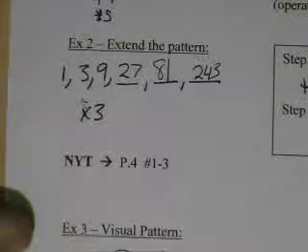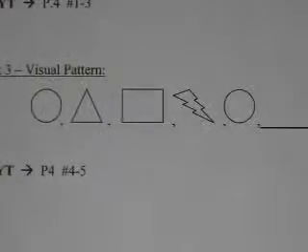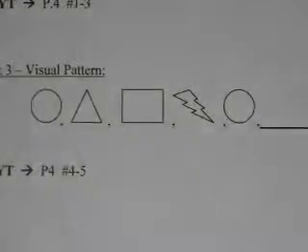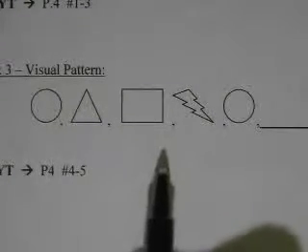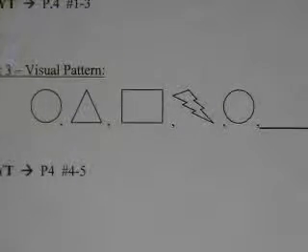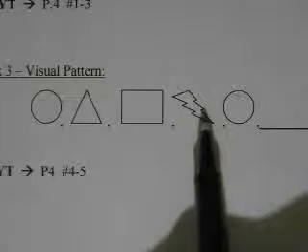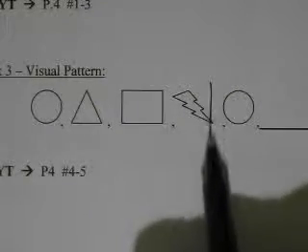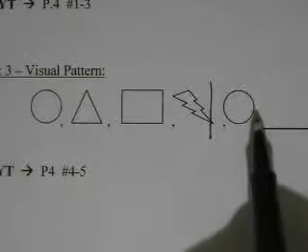Alright, now what if we have a visual example, a picture? For example, here. We have a pattern made up of pictures, and we want to continue this pattern. So we have circle, triangle, square, lightning bolt, circle. Well, if it's a pattern, it has to repeat itself. So, circle, triangle, square, lightning bolt. This seems like it's restarting right here. Circle, triangle, square, lightning bolt. Circle, what would be next?